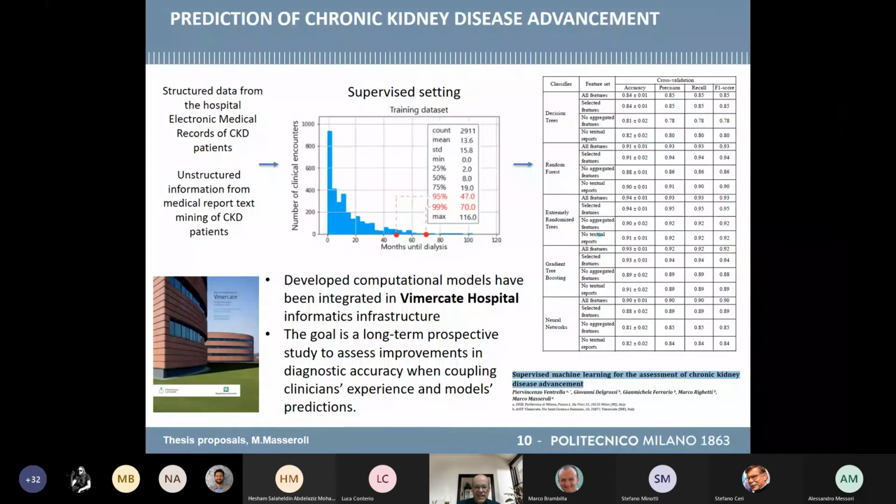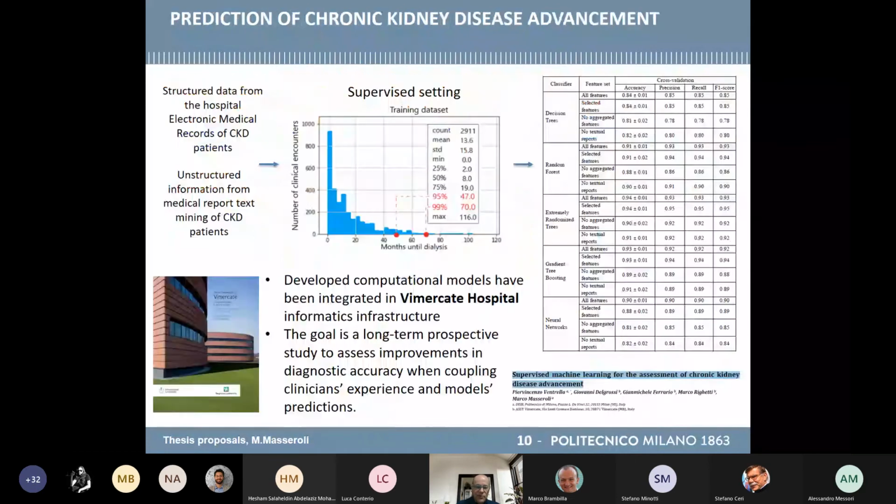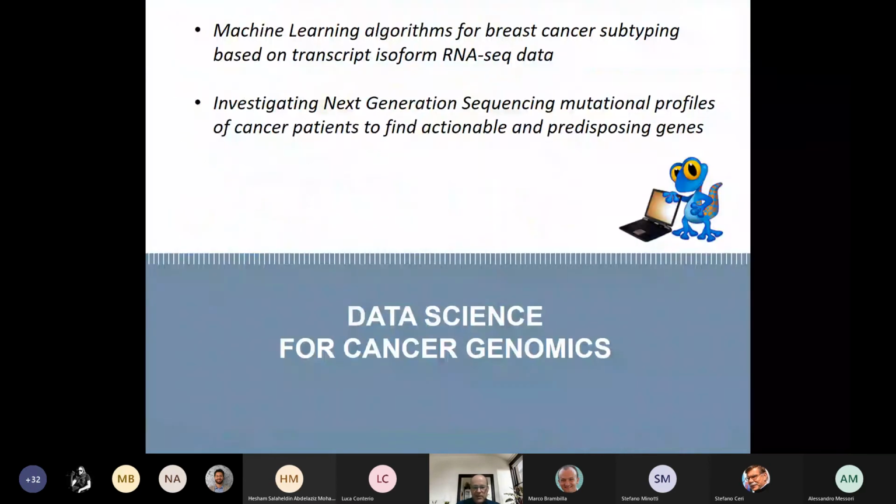It's possible to start right away, since we also have the data available, and it is also quite interesting given the fact that we apply these advanced algorithms for solving this topic. The other proposals are within the subtopic of data science applied to cancer genomics. The titles are listed here, but I leave Silvia the word for their description.